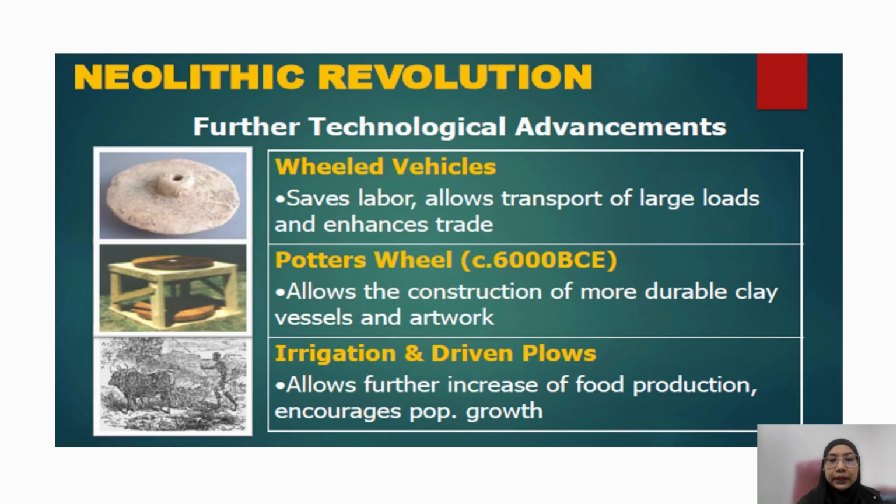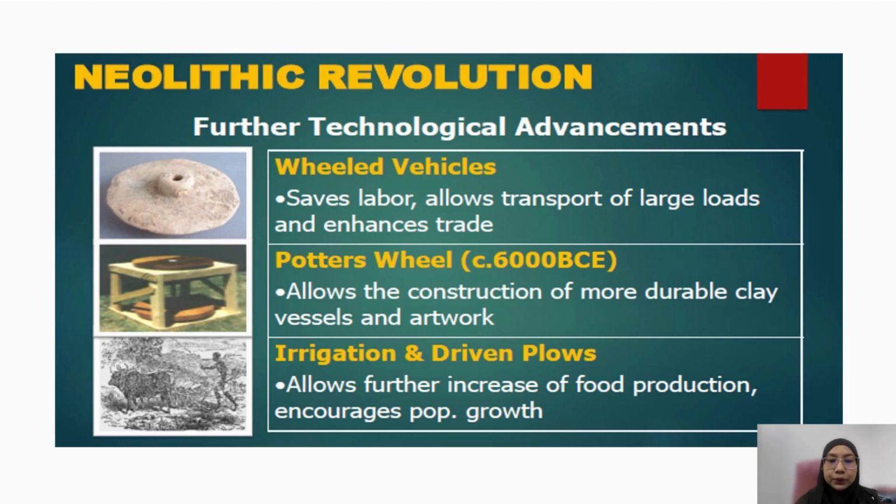So let's look at the Neolithic revolution. For further technological advance, the wheeled vehicle. During the Neolithic, they start rearing animals and also cultivation. They use animals for cultivation and also for ploughing. So here they start to innovate on the wheeled vehicle, which saves labor, allows transport of large loads and enhances trade.